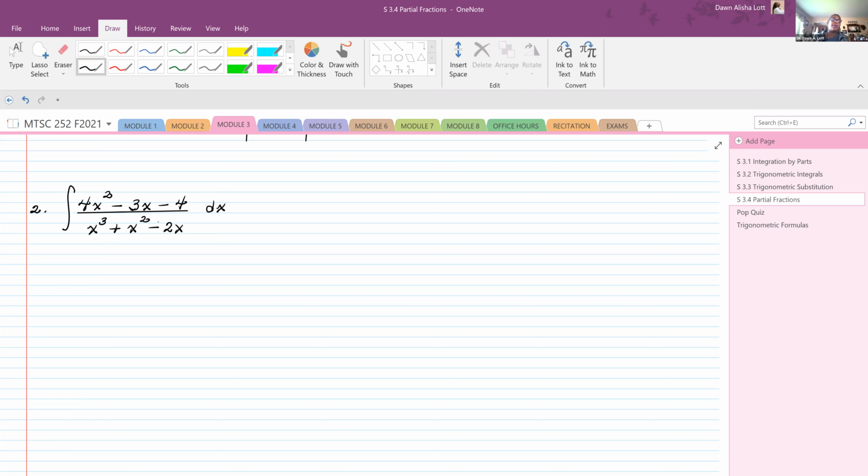Okay, so now remember, all of this depends on the denominator. Notice the power of the denominator is bigger than the power of the numerator, so we can use partial fractions. All right, so what's our denominator? Our denominator is x cubed plus x squared minus 2x. I'm going to factor out an x, and I get x squared plus x minus 2. And I'm going to factor it again, and I get x times x plus 2 times x minus 1.